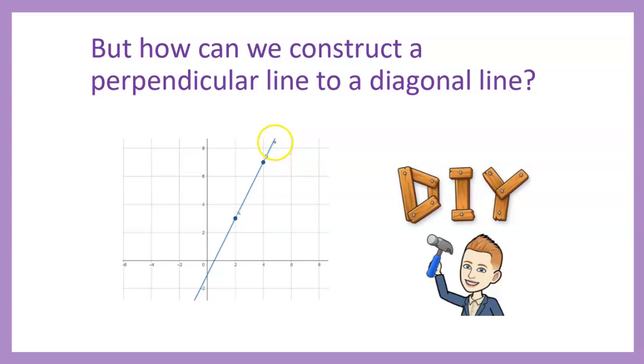But we're trying to figure out how to make a perpendicular line to a diagonal line. Something like that. Is that the perpendicular line? Or is it closer to that? Or maybe it's something more like that. Which one of those lines would be perpendicular? How can we know? Well, we're going to use the fact that horizontal and vertical lines are perpendicular to figure that out.